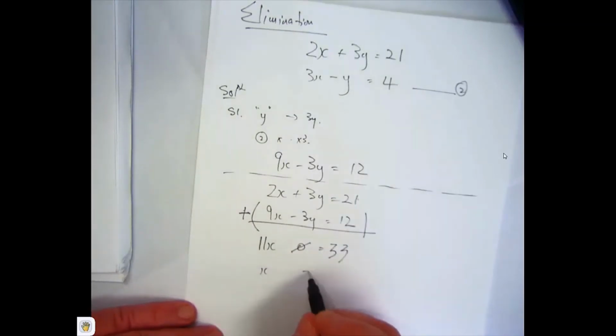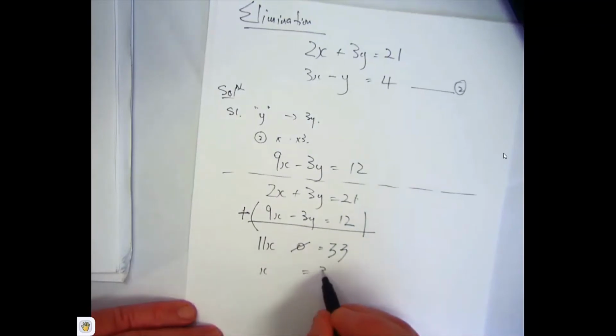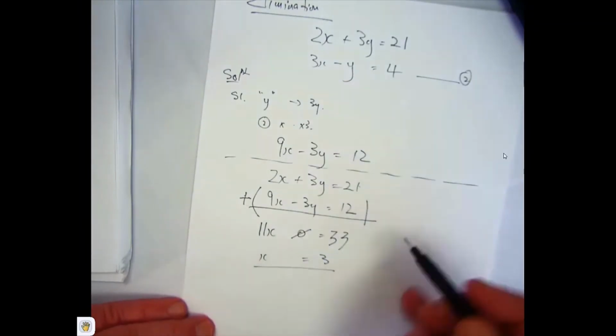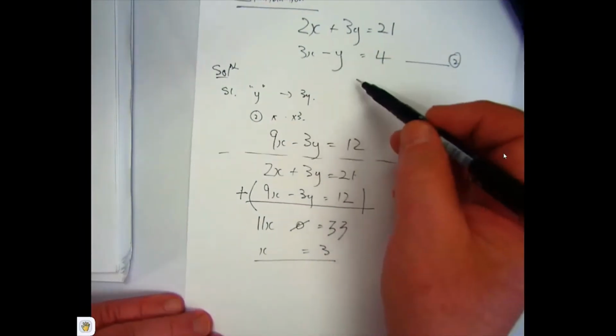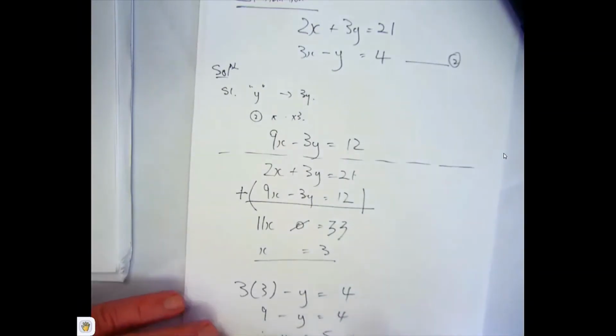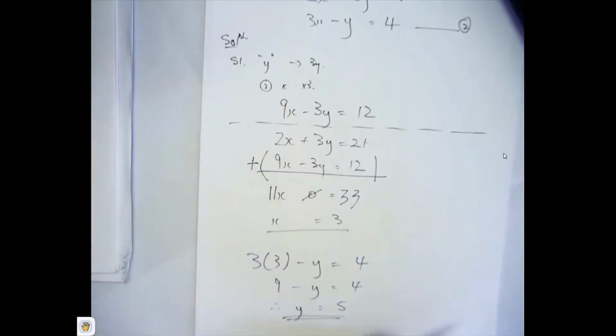So when I divide throughout by 11, I get x equals 3. If that's the case, what does y equal? Well, let's go back to the simple equation up here. 3 times x, which is 3, minus y has to be 4. 9 minus y has to be 4. So therefore y must be 5. 9 minus 5 is 4. Okay, there we go.